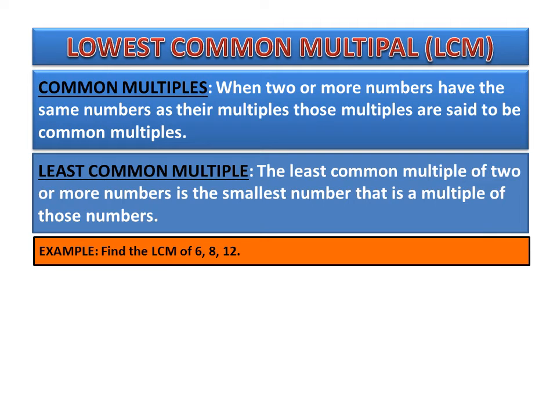Find the least common multiple of 6, 8 and 12. We will follow a 3-step process to find the LCM. Step 1. List the multiples of all the given numbers. Everyone knows the table of 6, 8 and 12.